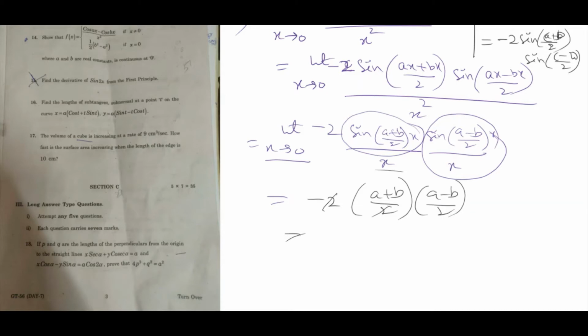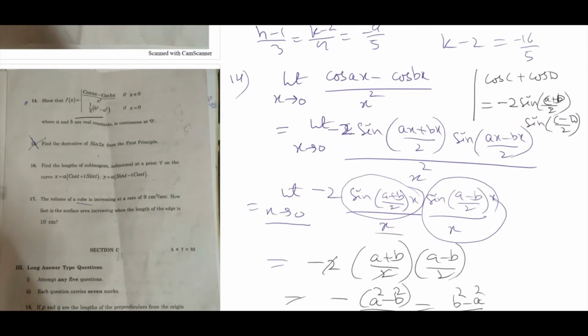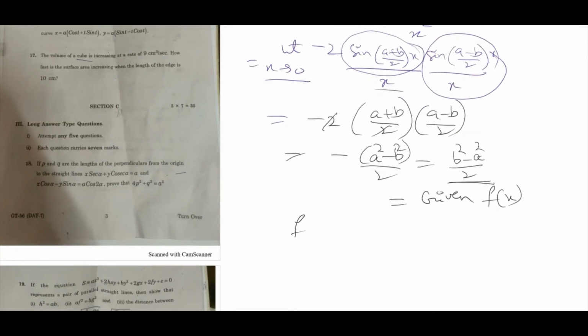So 2 gets cancelled here. Minus of a square minus b square by 2 equals b square minus a square by 2. So whatever the value we got here, it is equal to the function value at x equals 0. So whatever the function is given, this is equal to the given limit, the given f of x. So the function f of x is continuous at x equals 0.